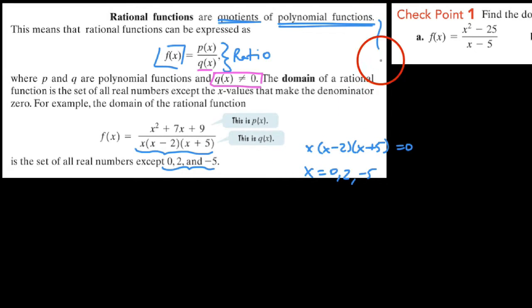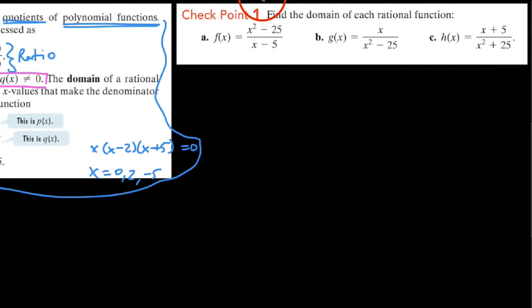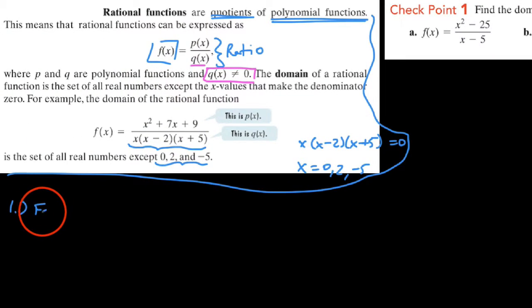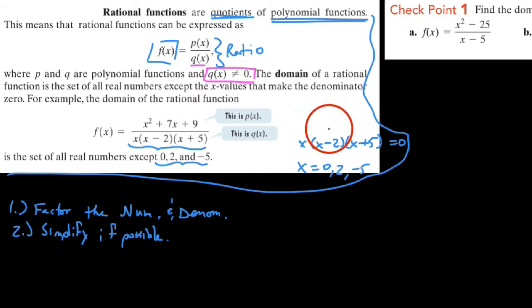Let's take a look at these three rational functions that we see on the right here. With respect to finding the domain of each rational function, one rule that we want to write here is this: we always start by factoring the numerator and the denominator, and then simplify if possible. The idea is that sometimes we get a rational function that simplifies because it has a common factor on top and bottom.